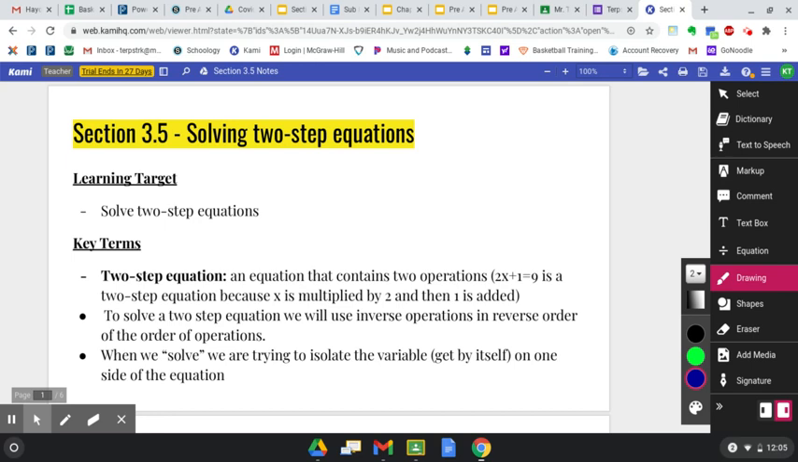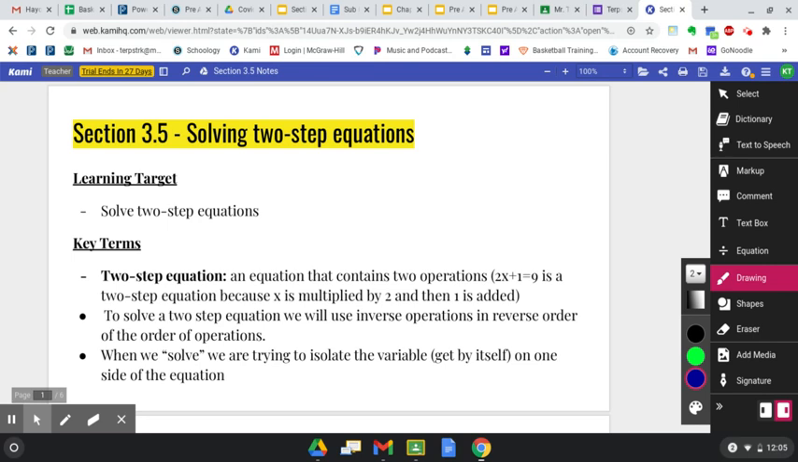All right. So let's start. The learning target is to solve two-step equations. And a two-step equation is an equation that contains two operations, right? So we looked before at using just one step to solve. For example, if it was a variable plus a number, we use subtraction to solve. If it was a variable times a number, we use division to solve. And so we looked at just one operation and then we had our solution. Today we're going to look at multiple steps in order to solve our equation.